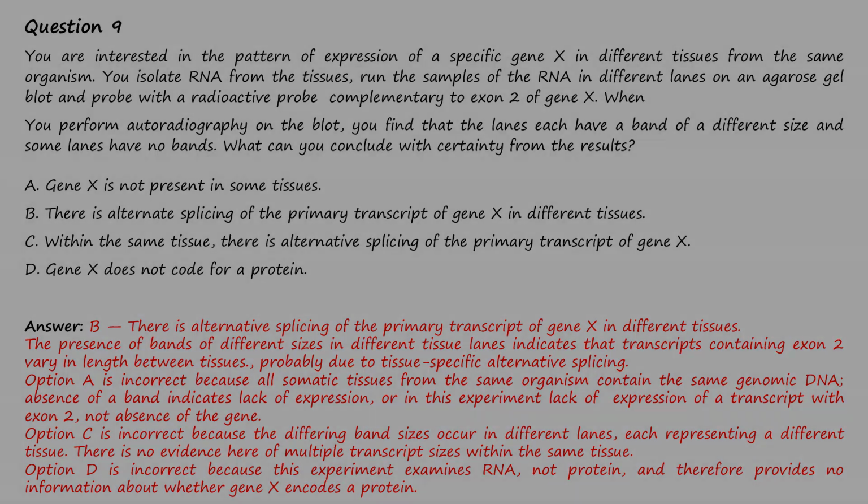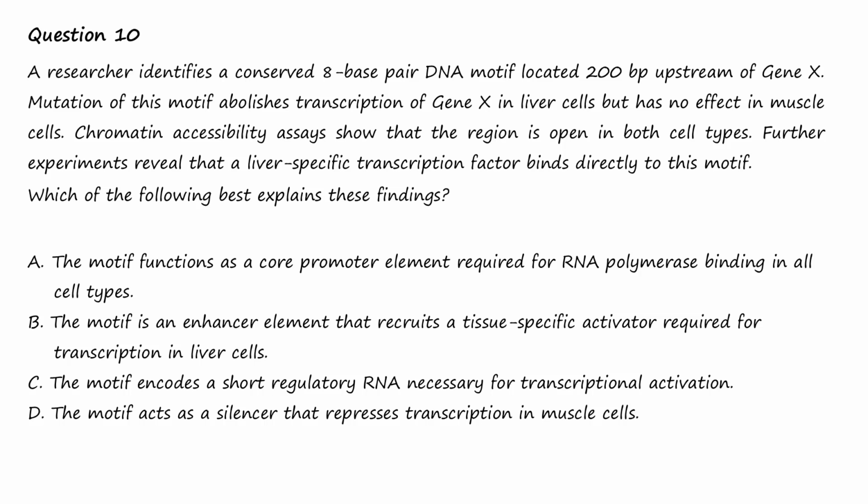Question 10. A researcher identifies a conserved 8 base pair DNA motif located 200 base pairs upstream of gene X. Mutation of this motif abolishes transcription of gene X in liver cells but has no effect in muscle cells. Chromatin accessibility assays show that the region is open in both cell types. Further experiments reveal that a liver-specific transcription factor binds directly to this motif. Which of the following best explains these findings?